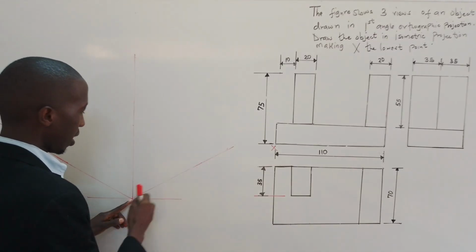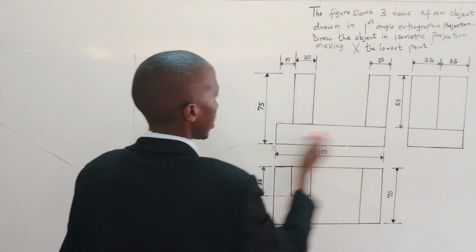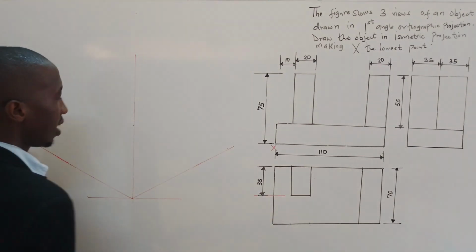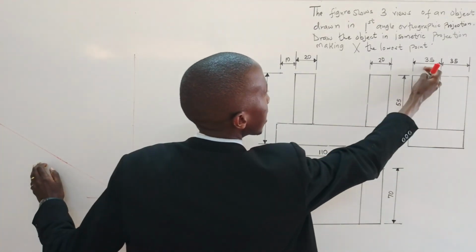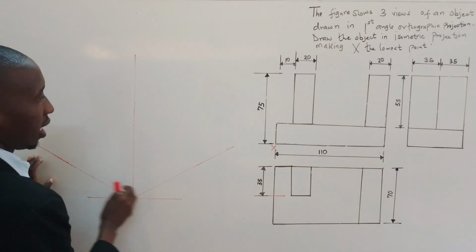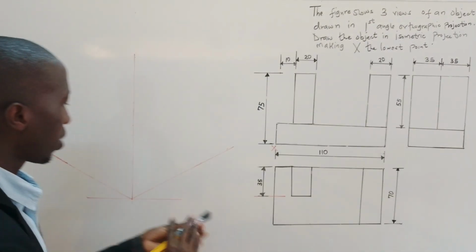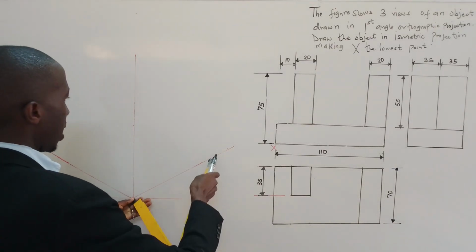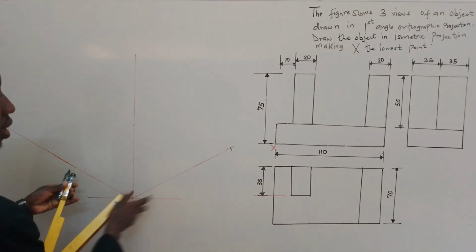So I will make this to be 110. Then I will make the height. The height is 75. I will pick 75, then mark. Then on this side, this is where the end elevation will be. So we will take the end elevation. We have 35, a partition of 35, 35. So that is 70. So I will mark 70 here and this side 110. So I will mark using my pair of compass. So let me pick my 110 and half on this side.